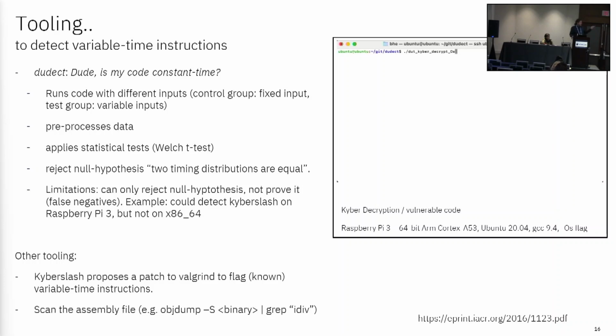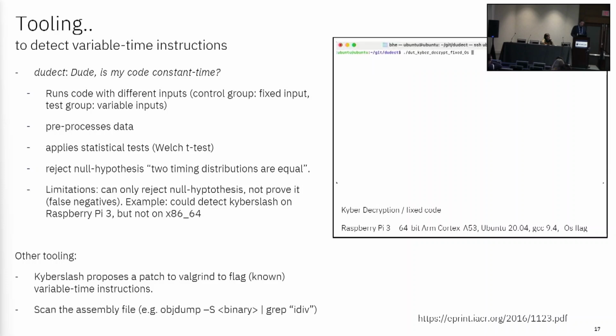For example, we could run this on a Raspberry Pi 3, which has quite noticeable differences in cycles in the division instruction, while on an x86-64 it wasn't that straightforward. On the right-hand side, you see how the tool looks. You run a vulnerable Kyber decrypt implementation, and there are different metrics there, but if the t-value exceeds a certain value, you can reject the null hypothesis and say it's not constant time.